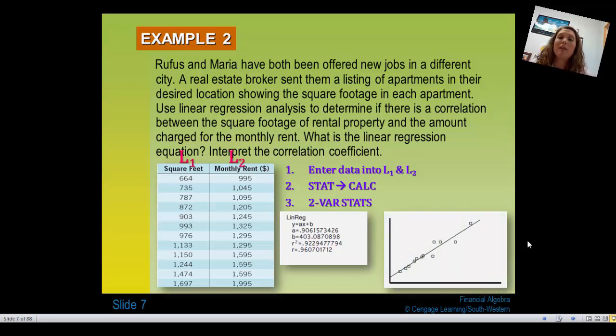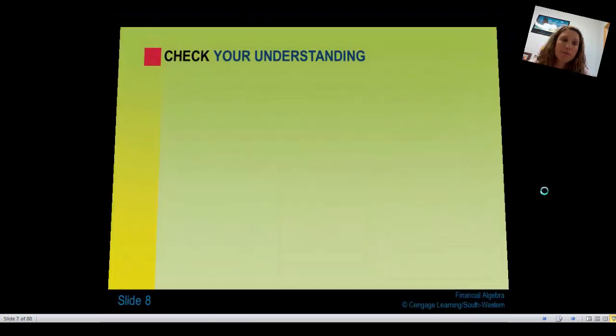And you'll notice that that line is pretty close to all of those dots. There's a couple that are off of it, but it's a pretty good determination that as the square footage increases, the monthly rent is going to increase. So the more space you have, the more it's going to cost you.